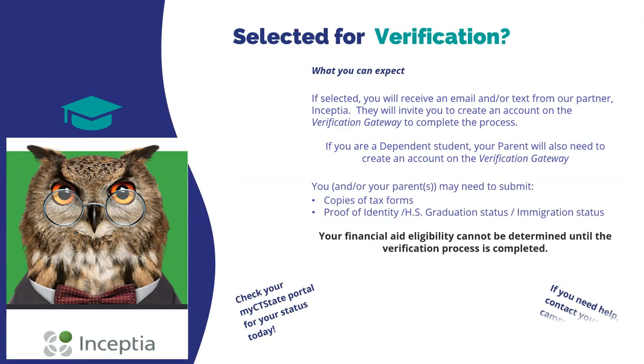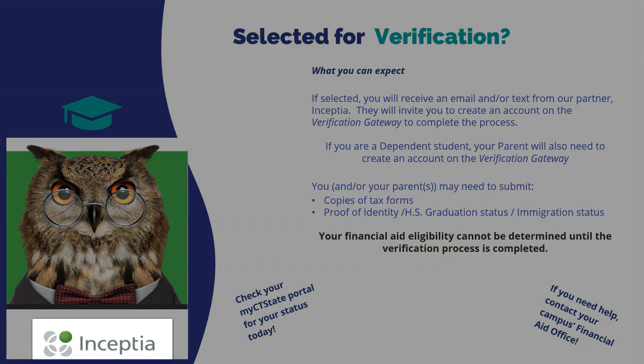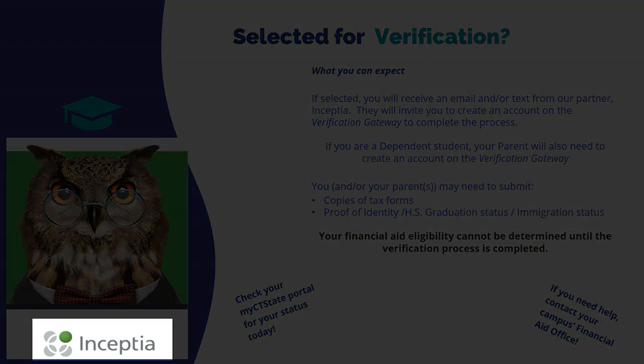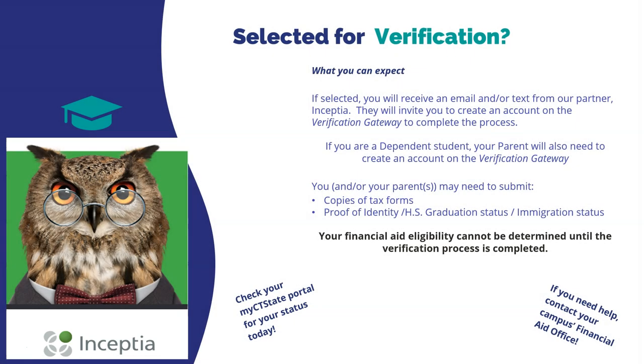After you have successfully created a FAFSA and completed it, at times you will be selected for a process called verification. You will know if you were selected for this process by an email and/or text from our partner, Inceptia. They will invite you to create an account on the verification gateway to complete the process. If you are a dependent student, your parent will also need to create an account on the verification gateway website.